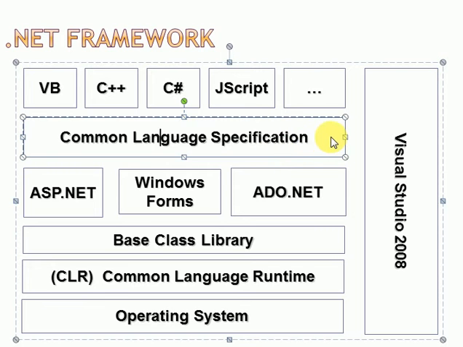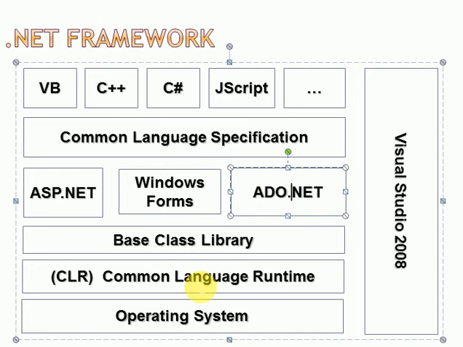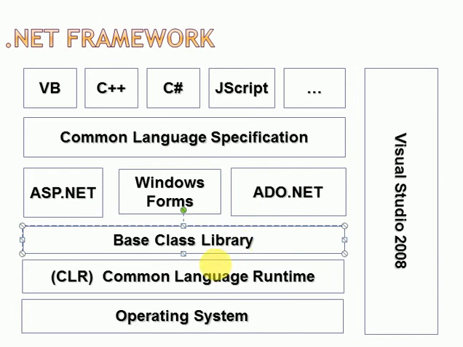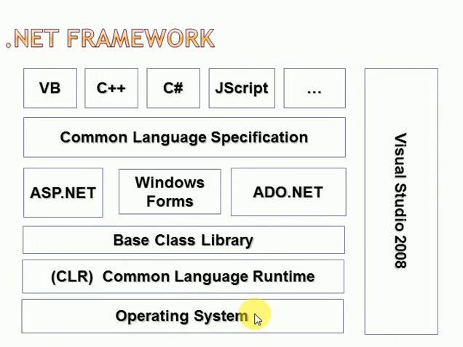This is the second tier of the architecture of the .NET framework. So it is the place where all the .NET codes and syntax are provided. Based on this, the code is split into ASP.NET, WindowForm or ADO.NET. Then the base class library, then the common language runtime which executes the program, and then the operating system. So this is the structure of the .NET framework.